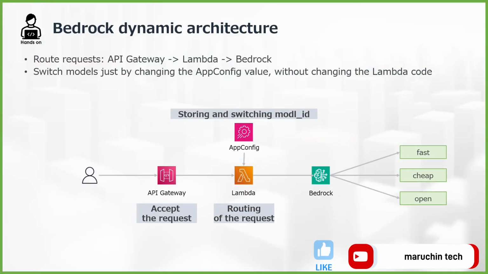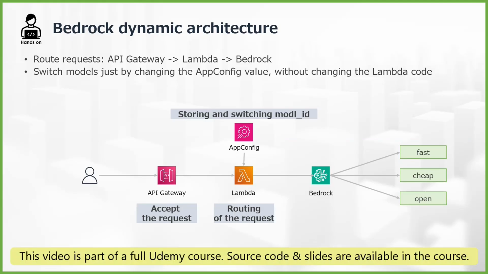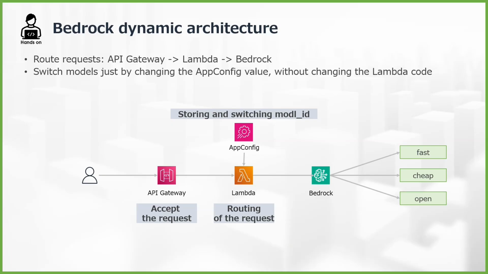The next is the Bedrock dynamic architecture. In this hands-on session, we will build a dynamic architecture with Bedrock. We will load the request from the API Gateway through the Lambda to Bedrock. By storing the model ID in the AWS AppConfig as the feature flag, we can switch the model in use simply by changing the flag.